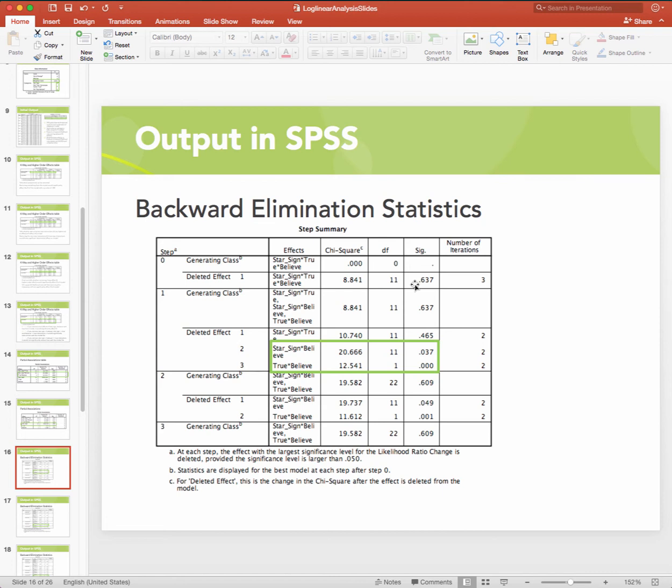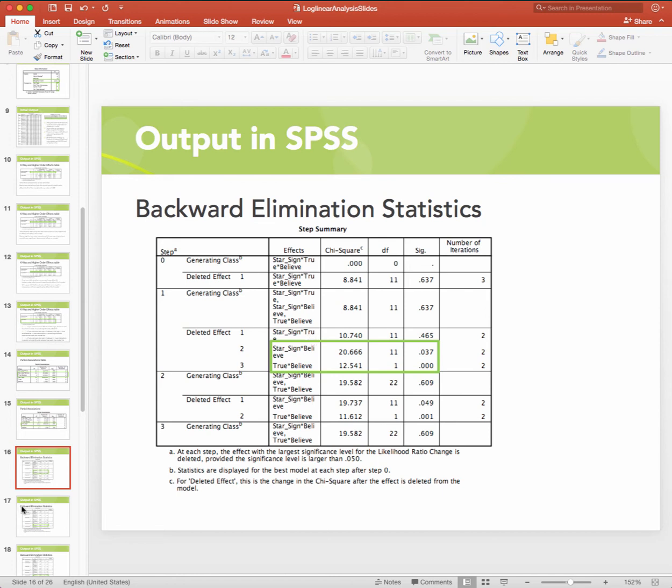From the value of the sig, when you come down here to step 1, it's clear that the star sign times believe has a p-value of 0.037, and that believe times true has a p-value of 0.000. So those interactions are significant, but our star sign times true interaction is not significant because our p-value is 0.465.